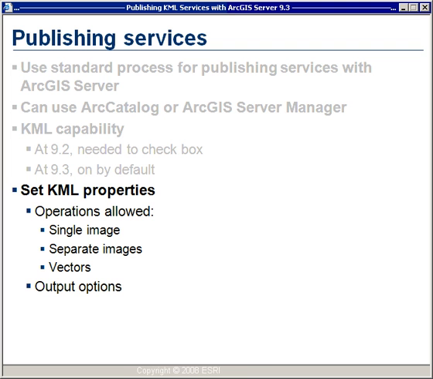And then as far as the KML properties go, once you get to that dialog pane when you're publishing your service, you can click on the KML capability, whether it's checked on already or not. If you click on KML, you'll see there's a bunch of properties that pop up. The first things you'll see are the operations that are allowed. You can allow single images, separate images, or vector data. I find that the vectors work really well for extruded features if you're working in the 3D environment. And then there's also a couple other output options that I'll show you when we get into the demo.